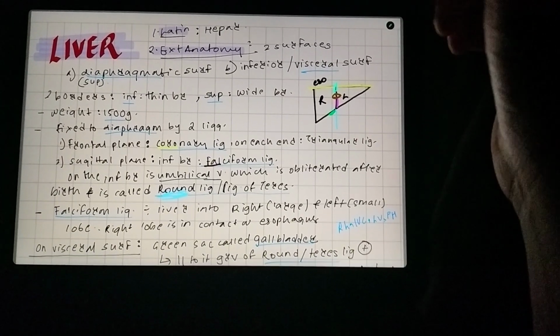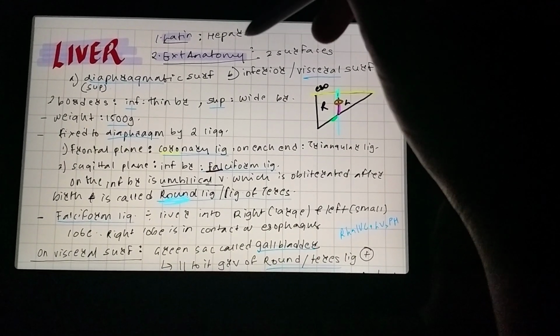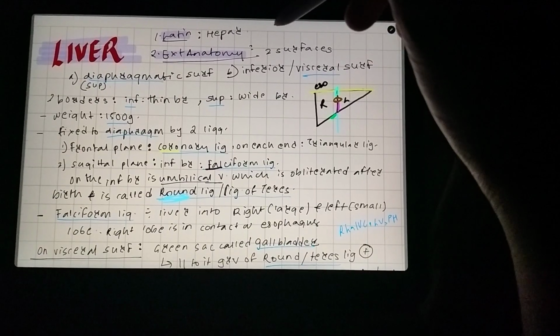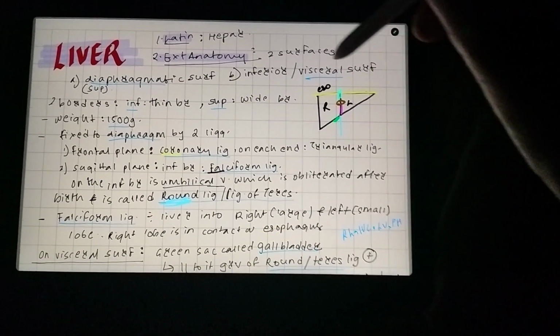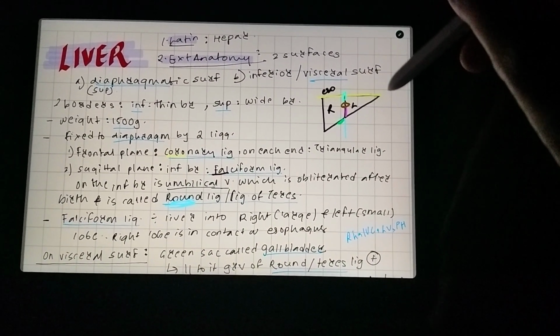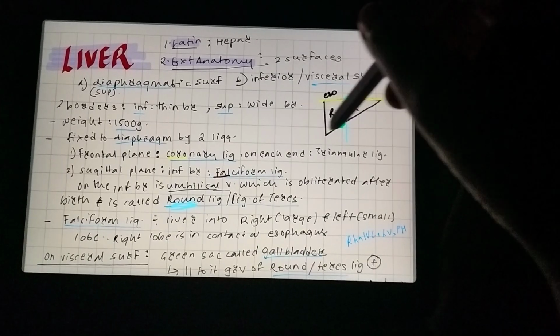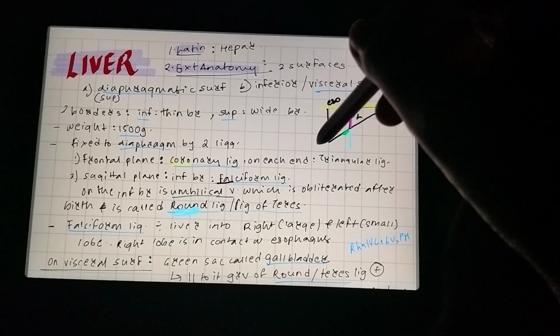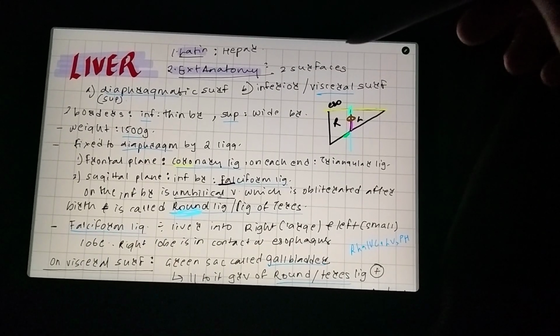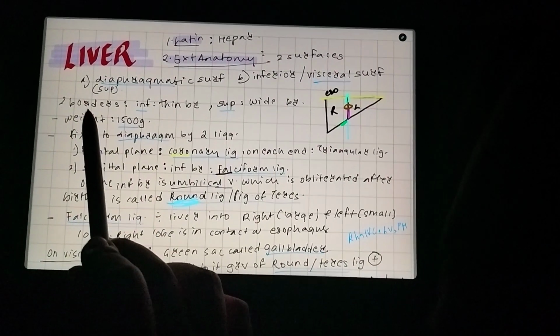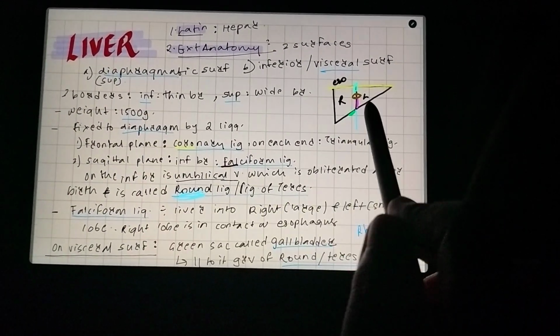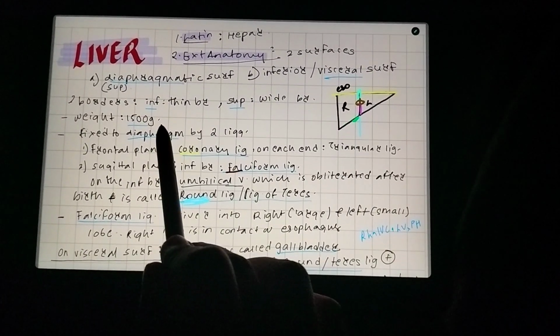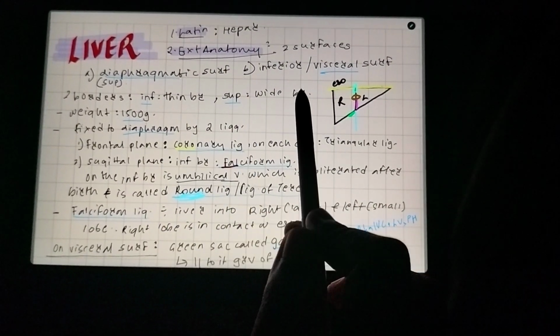Let's understand the liver real quick. Liver is also known as hepar in Latin. Its external anatomy consists of two surfaces: the diaphragmatic surface and the inferior or visceral surface. The diaphragmatic surface is the superior surface, and the visceral surface is the inferior surface. Then it has two borders. The inferior border is thin, and the superior border is wider.